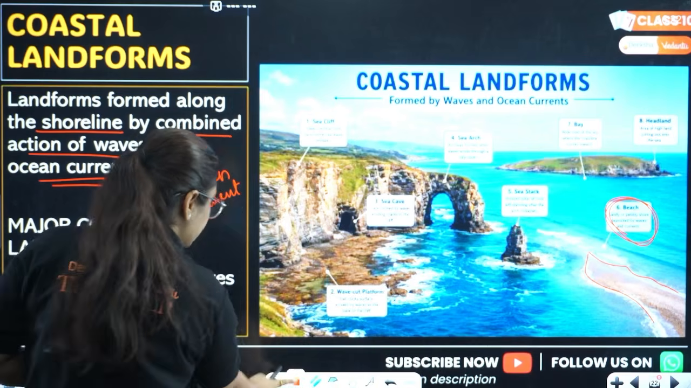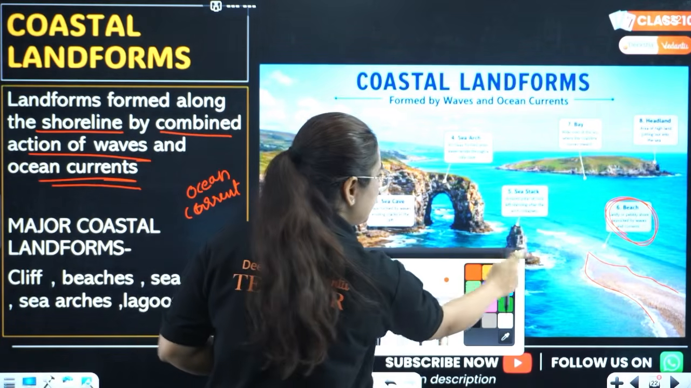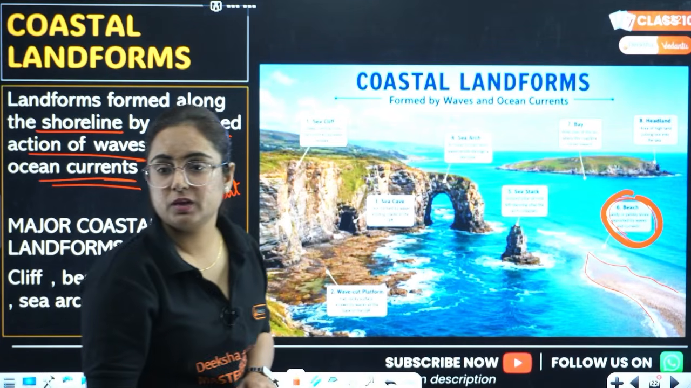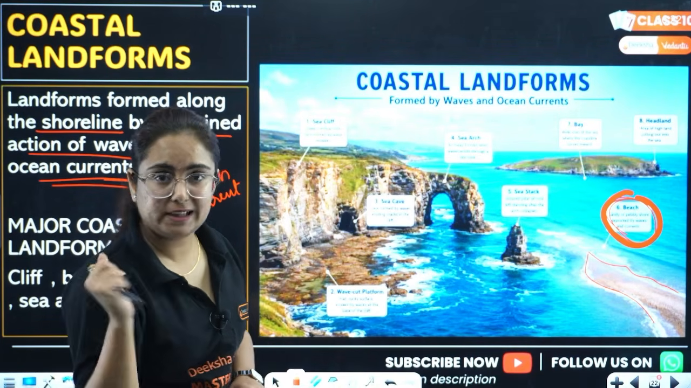I hope that is visible to you. So what happens? The beach is formed because of it, right? When sediments are brought down by these oceans.